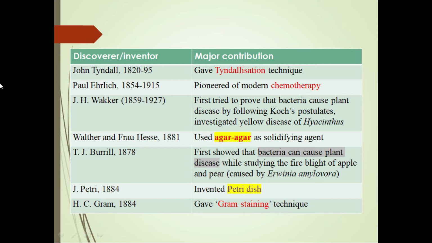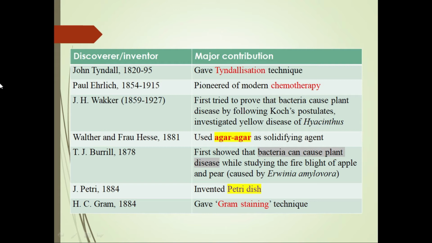to cultivate microorganisms. Then in the year 1878, T.J. Burrill first showed that bacteria can cause plant disease. He was actually studying the fire blight disease of apple and pear. And the bacterium that we know today is Erwinia amylovora. So it was the first bacterial disease to be discovered in the year 1878.